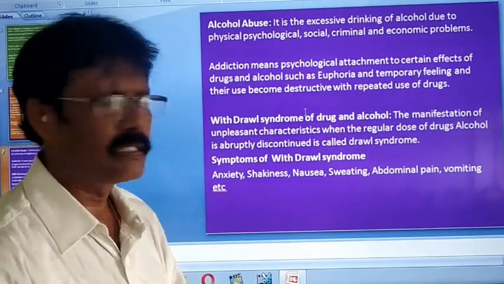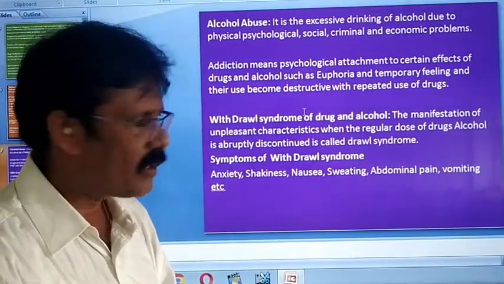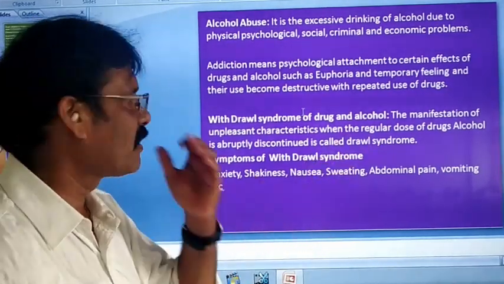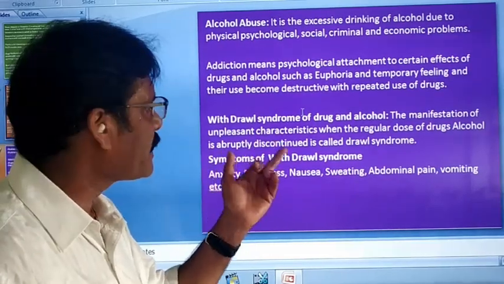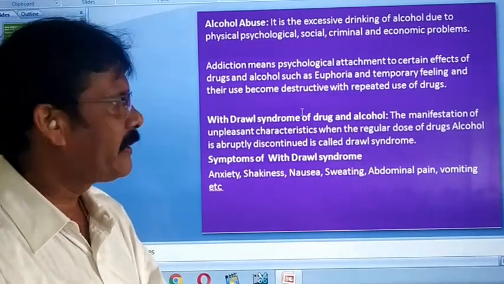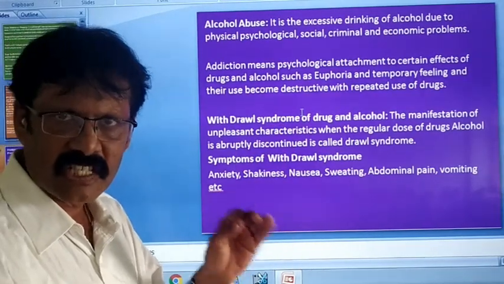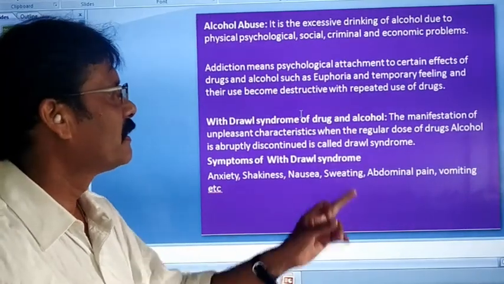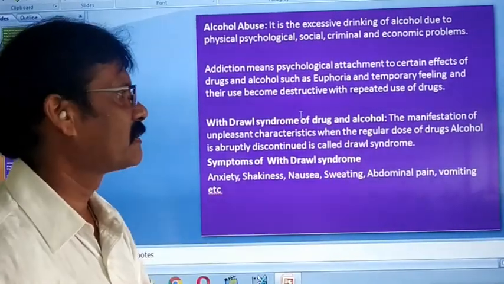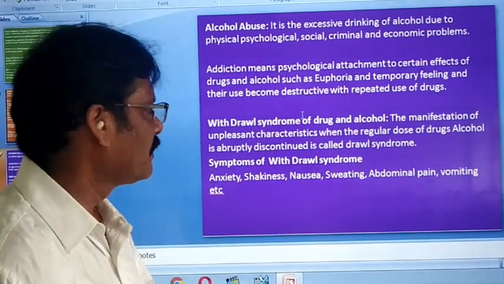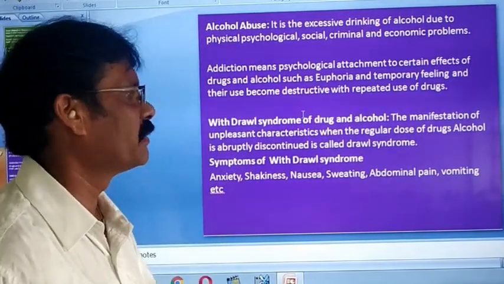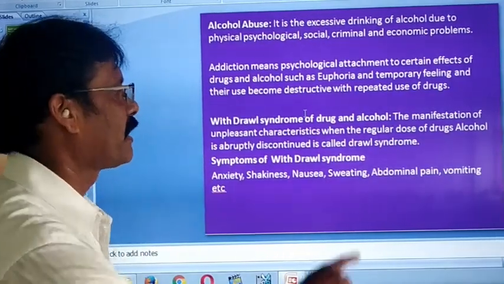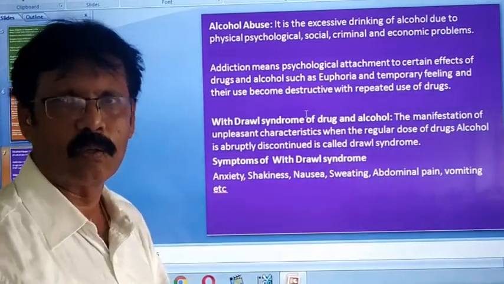So next one is withdrawal syndrome of drug and alcohol. It is the manifestation of unpleasant characteristics when the regular dose of drugs and alcohol is abruptly discontinued. It develops symptoms called withdrawal syndrome.